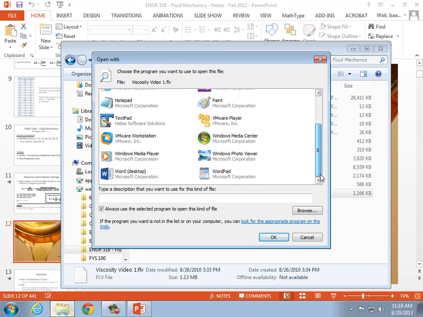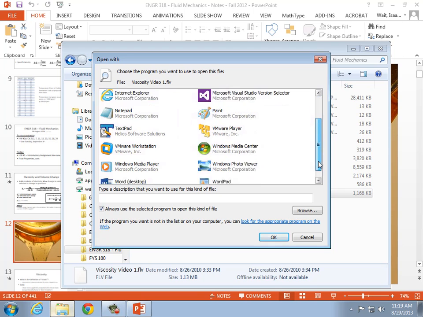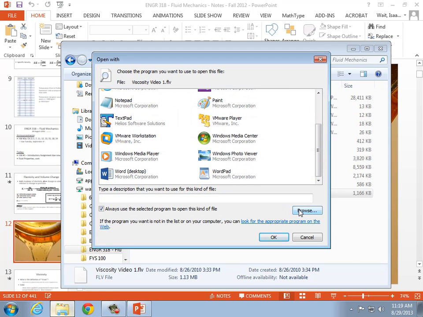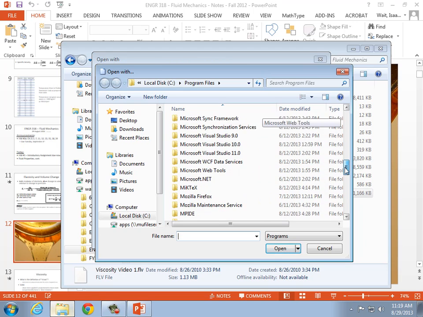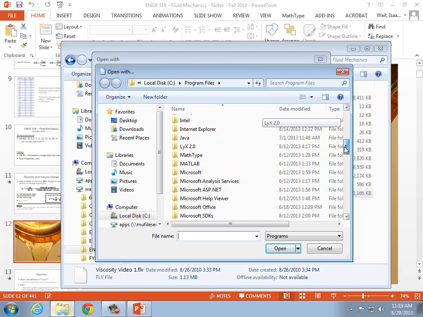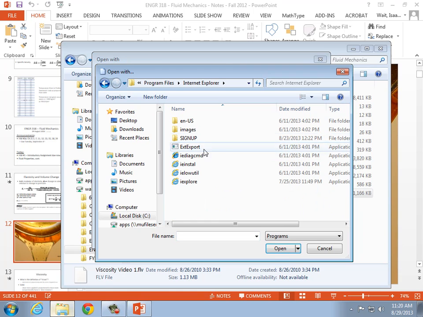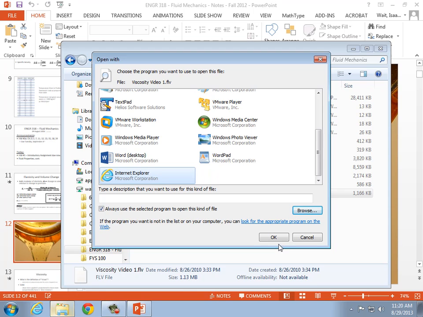No VLC, huh? What about Internet Explorer? Maybe.